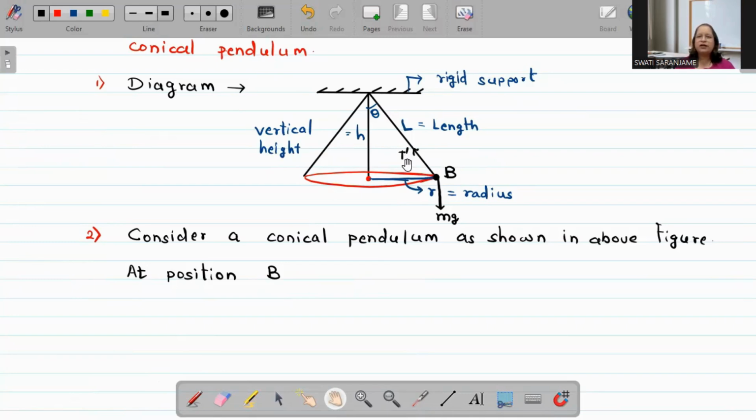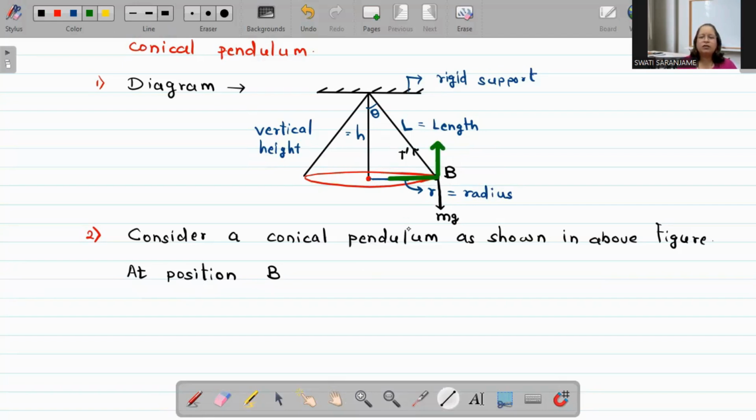For that purpose, let us resolve this tension T dash in two components. One, along the weight mg, but in opposite direction, and the second one perpendicular to that. So let us draw those components. See, this is the component of the tension which is balancing the weight mg, along the line mg but in opposite direction. And the second, second is like this.